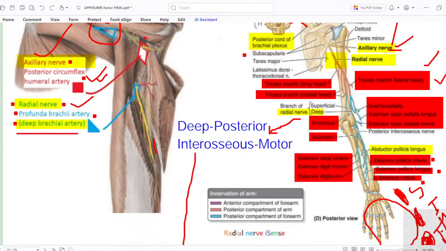Where is the brachial artery coming from? Subclavian artery. Is it? The brachial artery is the continuation of the axillary artery, which is a continuation of the subclavian artery. So this brachial artery and radial nerve, they are like very close relatives. Radial nerve and brachial artery, they remain together. Okay.